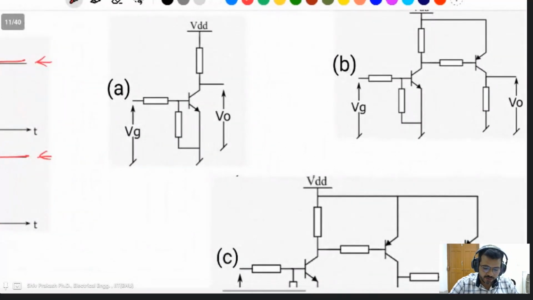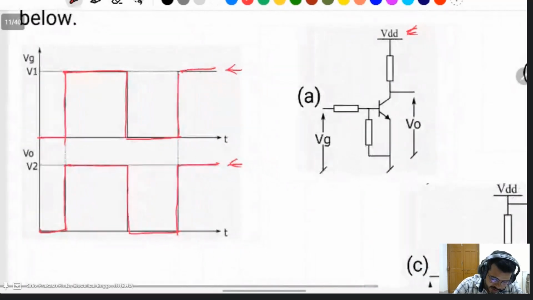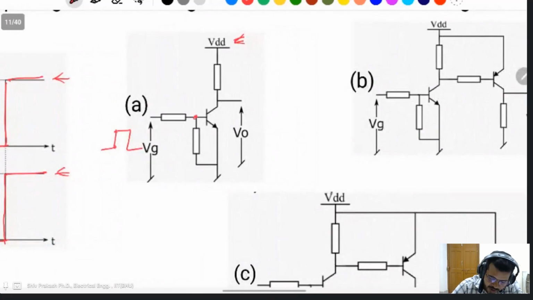Okay, coming to the options. Option A is given: VDD applied, a resistance, and VG. When VG is high, you apply this. So the base voltage is high. This is an NPN transistor. Base voltage is high, it means the transistor is on.